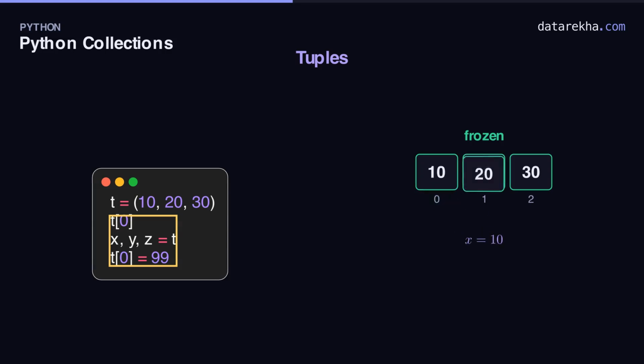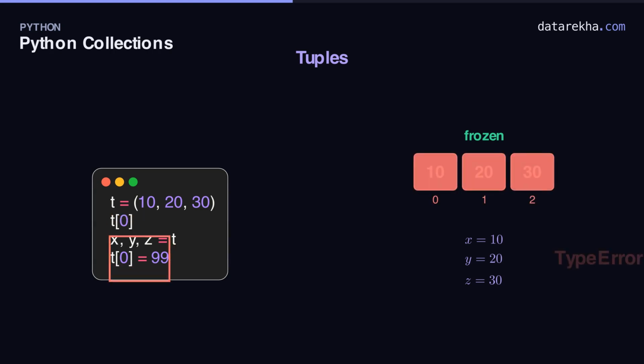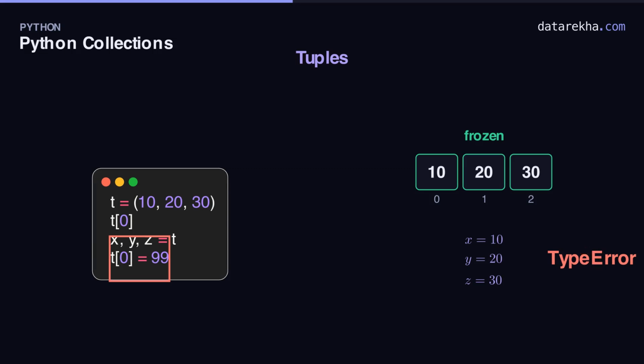One trick you will use constantly: unpacking. x, y, z = t spreads the three values into three names at once. x is 10, y is 20, z is 30. And the moment you try to write into a tuple, t[0] = 99, Python refuses and raises a TypeError. Immutable means immutable.